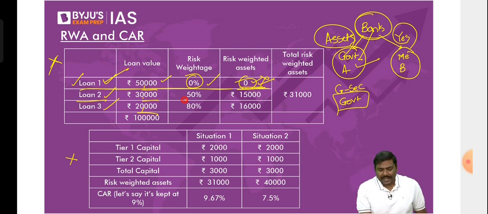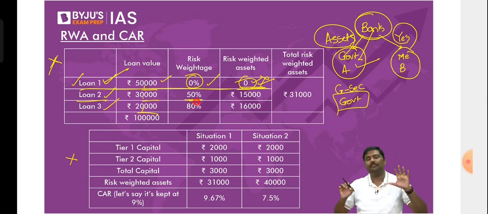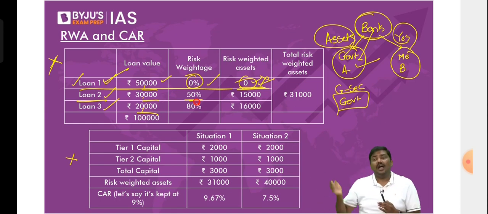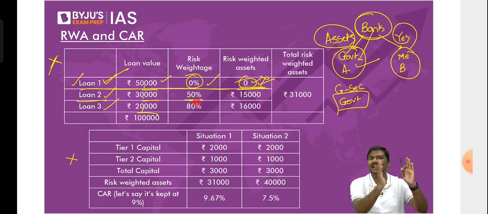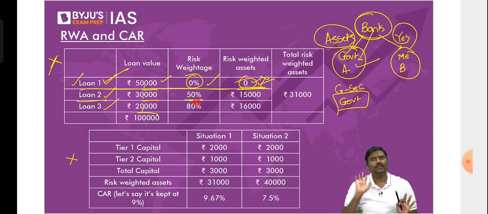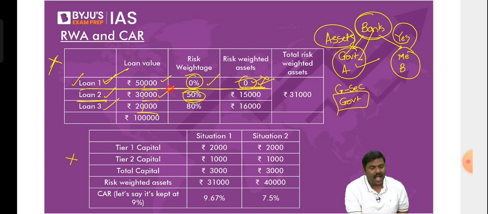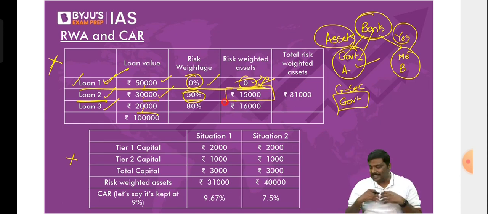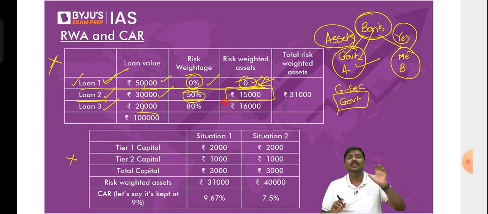Now imagine loan 2 carries a 50% risk. Generally, industries carry somewhere around 70 to 80% risk, and real estate carries around 100% risk. Agriculture carries somewhere in between. Again, don't mug this up. As per Basel guidelines, they tell you what kind of risk to allocate to each type of loan. You don't have to mug up the table. For loan 2, 50% risk means half of 30,000, that is 15,000 rupees, is risky. There is a danger that I might not collect 15,000 rupees from this loan.